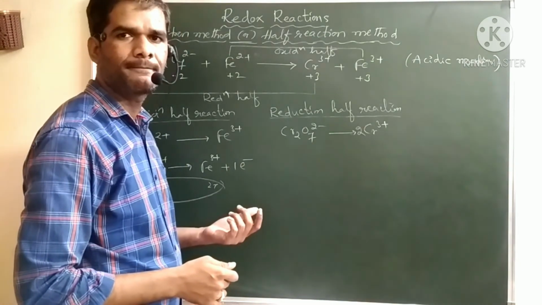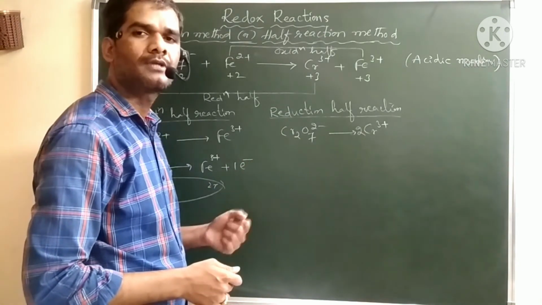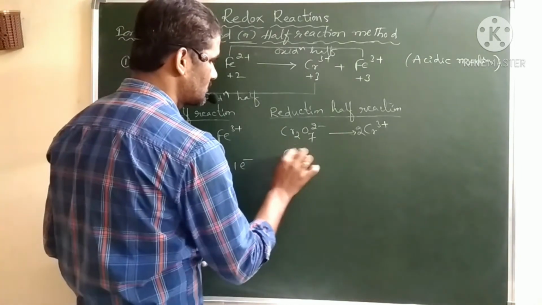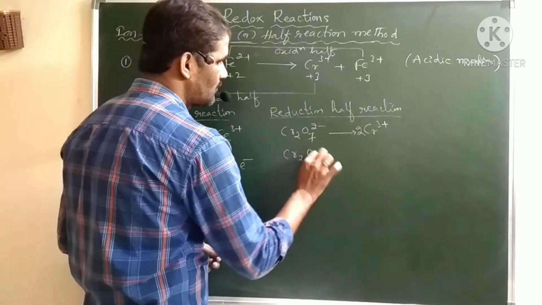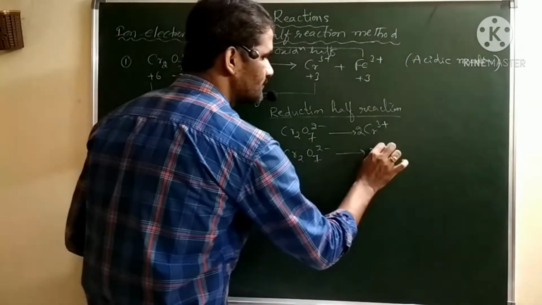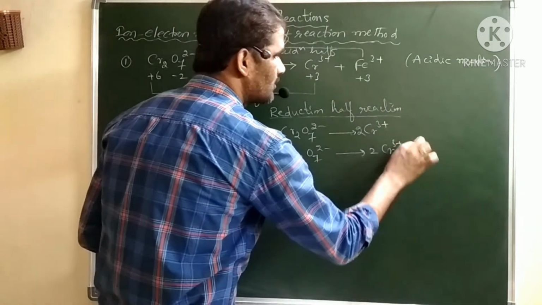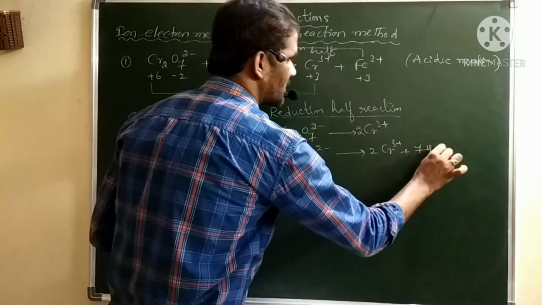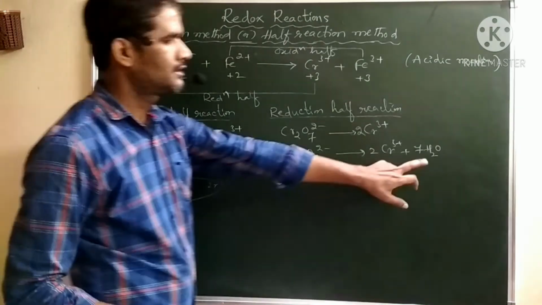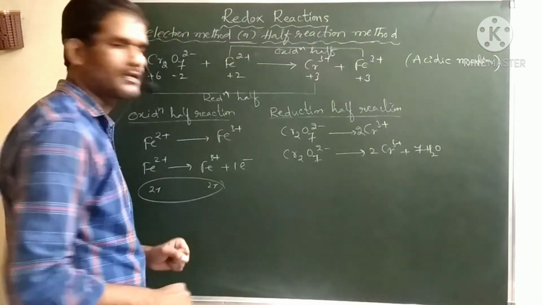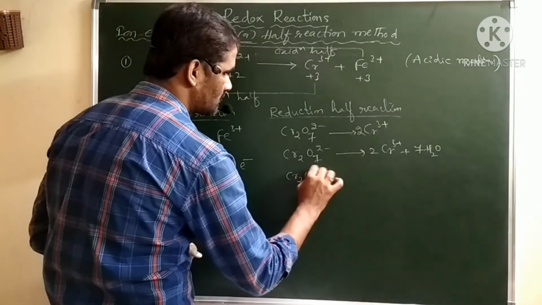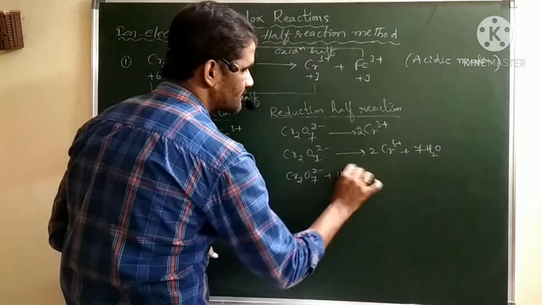In the second step, you have to balance the oxygen. Here 7 oxygens on the left and on the right side no oxygens. So what do we have to do? We have to add an equal number of water molecules. How many? 7 water molecules are required. So oxygen is balanced. Next hydrogen. Now 14 hydrogens are there on the right side. On the left side we have to add 14 hydrogens.